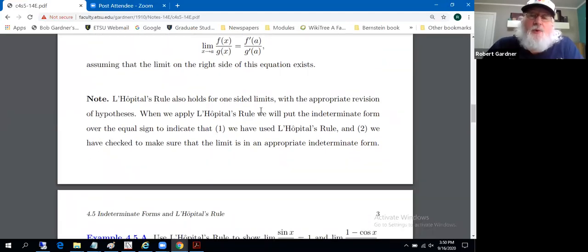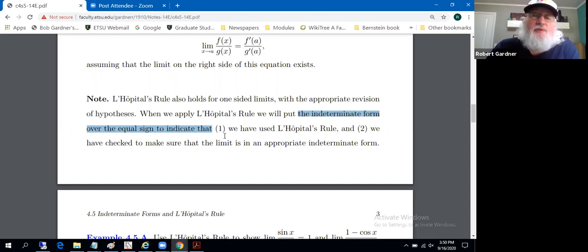L'Hopital's rule holds for one-sided limits as well. What we're going to do notationally, and you will do this when working test problems, is put the indeterminate form over the equal sign whenever we use L'Hopital's rule. So if I've got a 0 over 0 indeterminate form, when I apply L'Hopital's rule, I'll put little 0 over 0s over the equal signs.